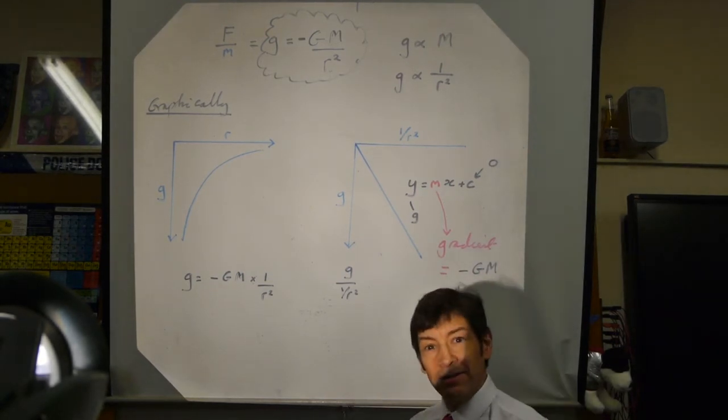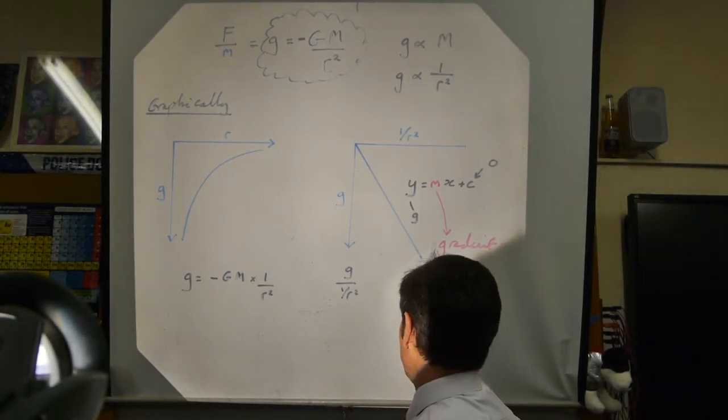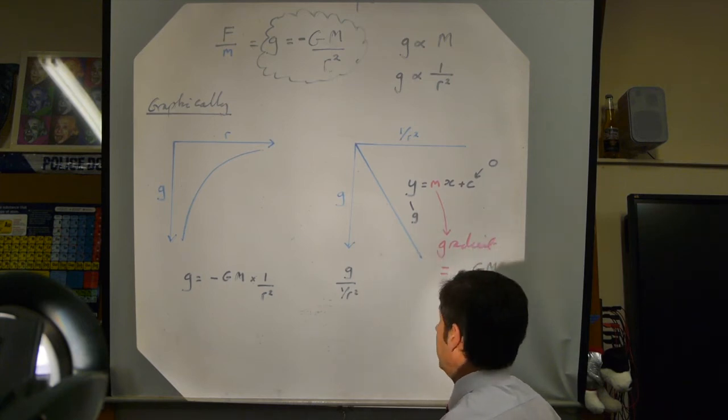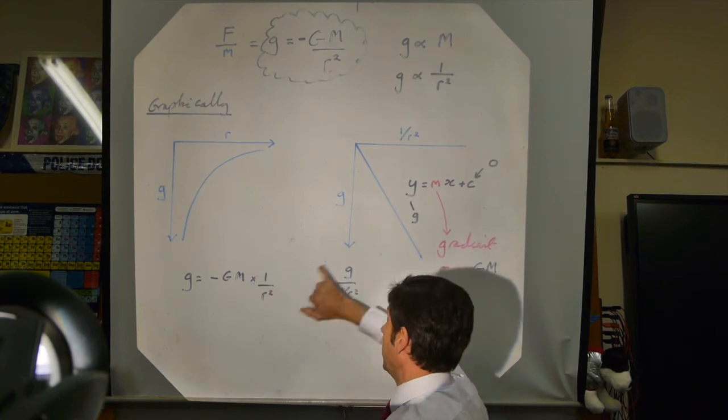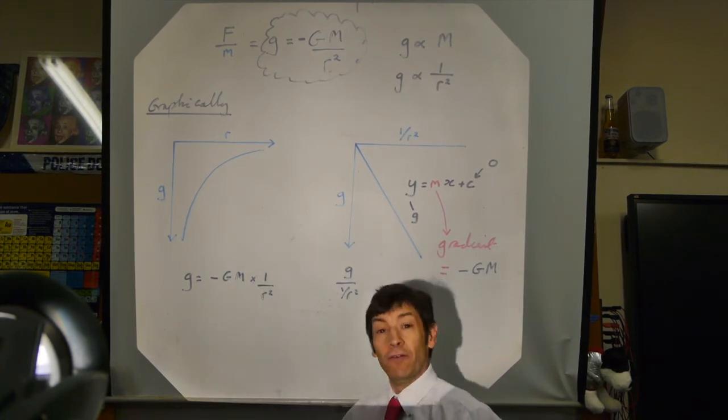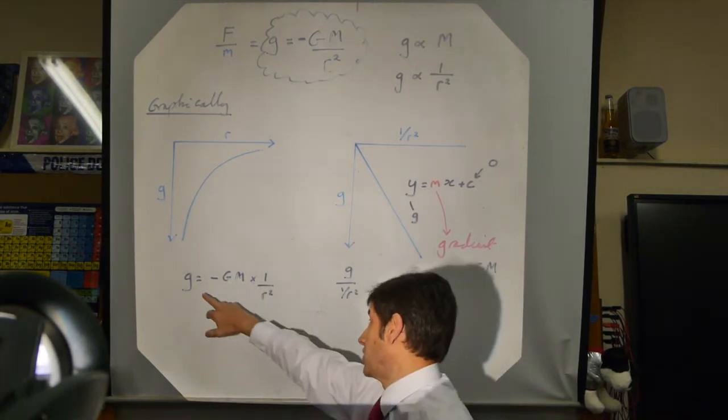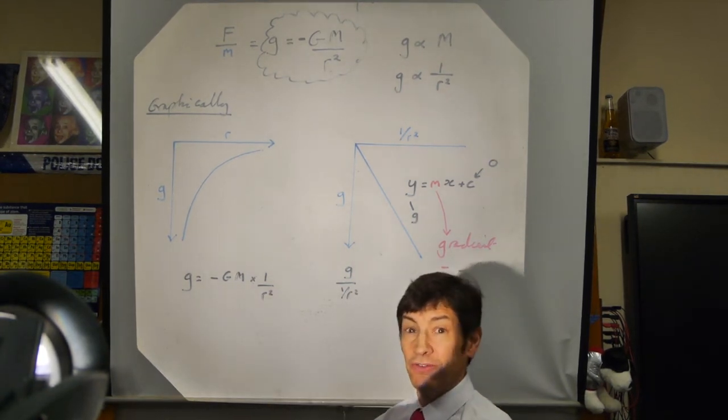Now, I'll just end by saying that's quite interesting, because if you know the value of big G, then this will allow you to calculate the mass of the gravitational body that is creating this gravitational field.